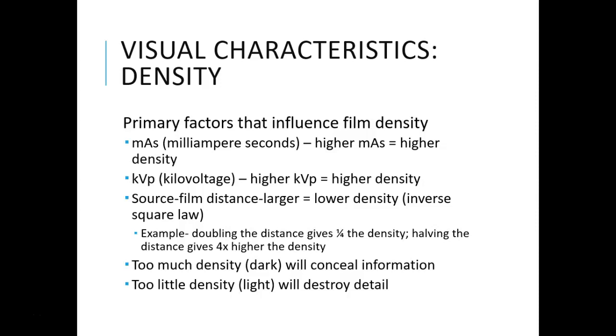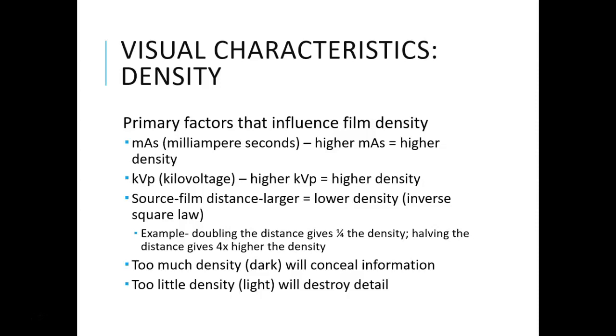Visual characteristics, some more on density. The primary factors that influence film density are the MA, the milliamps per second. Higher MA equals higher density. If the MA is increased on the X-ray machine, then the image is going to be darker. There's going to be a higher overall density. KVP, kilovoltage: higher KVP leads to higher density. If you have more powerful penetrating X-ray photons coming at the sensor, you're going to have an overall higher density. Your source to film distance: the larger the space is between the source and the film, or the BID and the film, the lower the density. So this is that inverse square law.